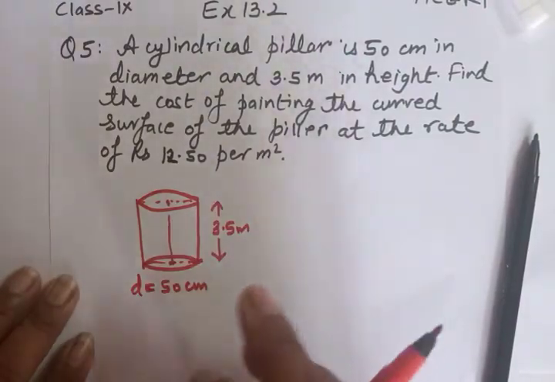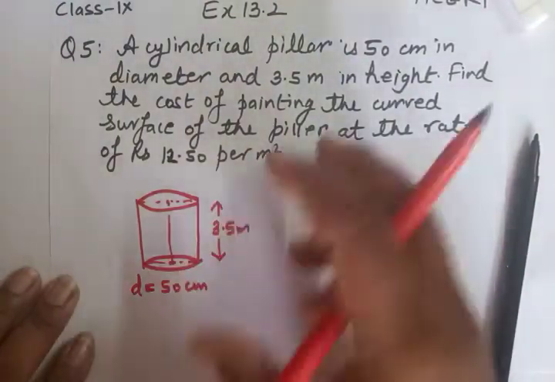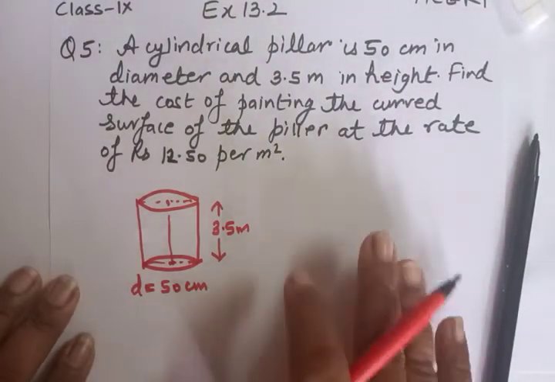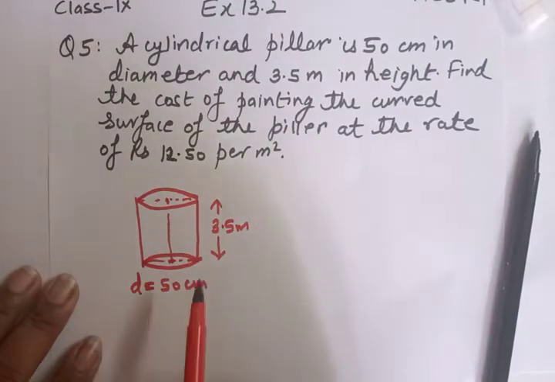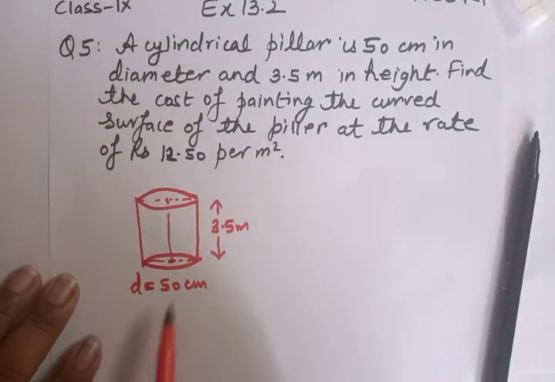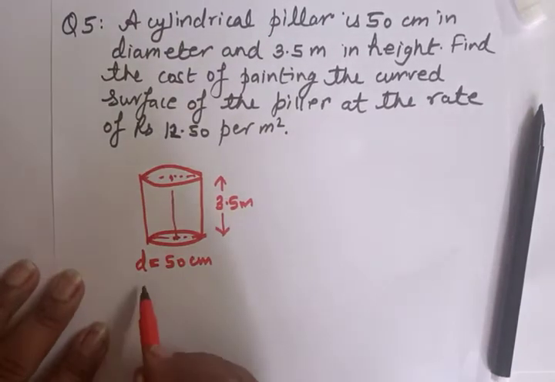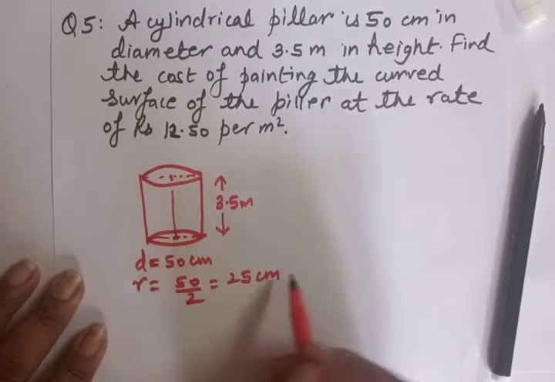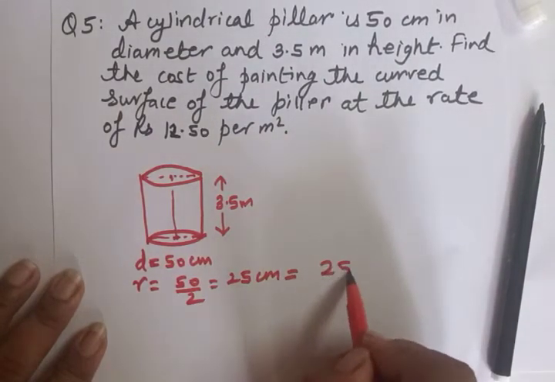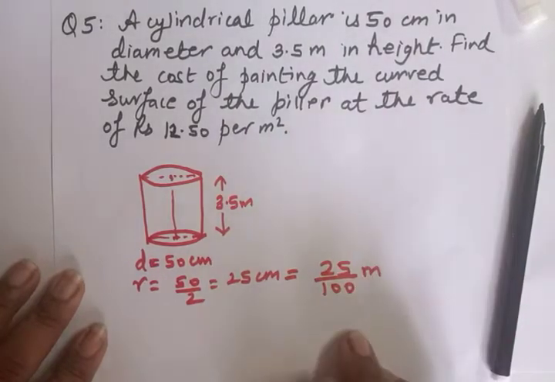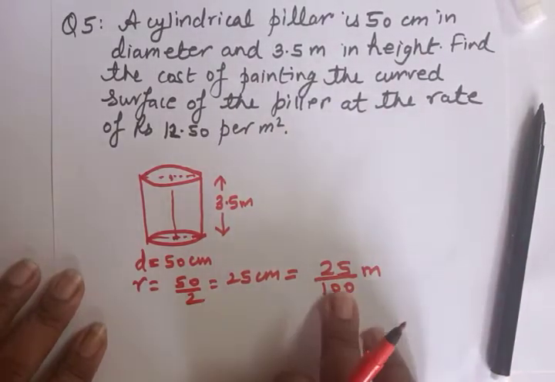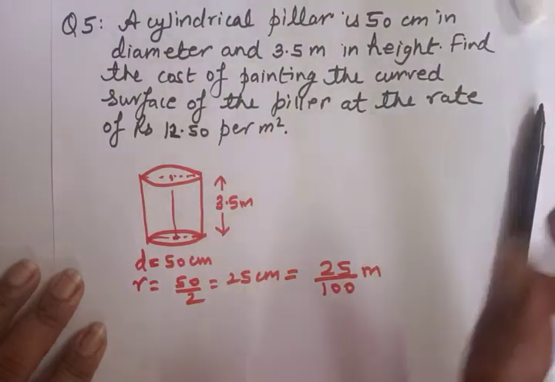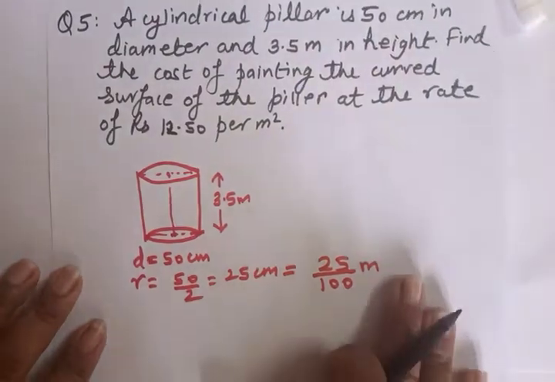So it means that we will do our calculation in meter square, in meters only. Yes, in the meters unit. Now height is already given as 3.5 meter, but the diameter is given to us in centimeter. So what will be the radius? Radius will be 50 upon 2, that is equal to 25 centimeter, or it will be equal to 25 upon 100 meter. When we divide by 100 we can convert this centimeter into meter. 1 meter is equal to 100 centimeter. These are the small things that you must know.